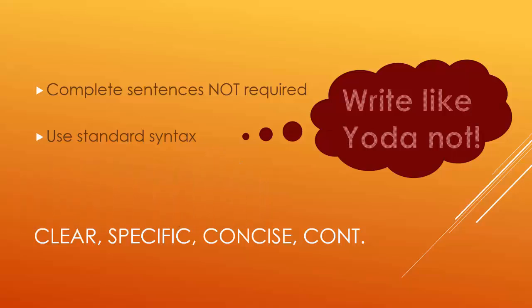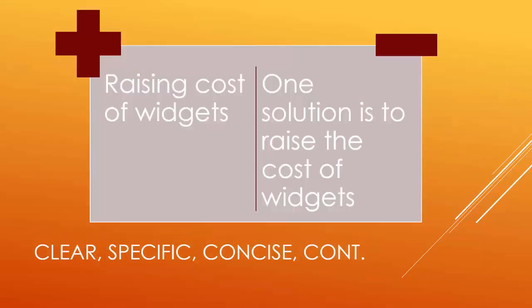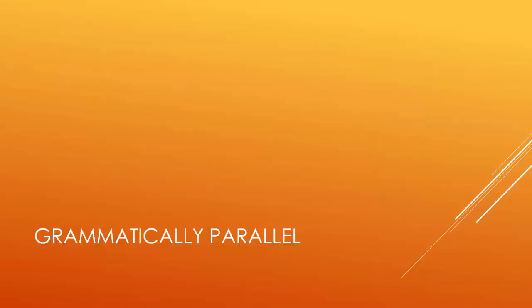In general, look for opportunities to make your headings more concise by skipping verbs and possibly articles such as a, an, or the, and maybe even prepositions in, on, about, etc., while still maintaining clarity. Consider the following example. Headings or subheadings within any given section of a report need to be grammatically parallel with each other.